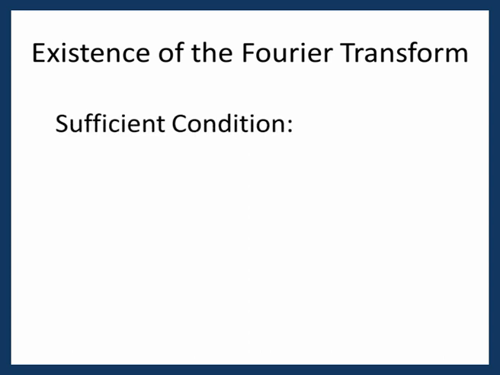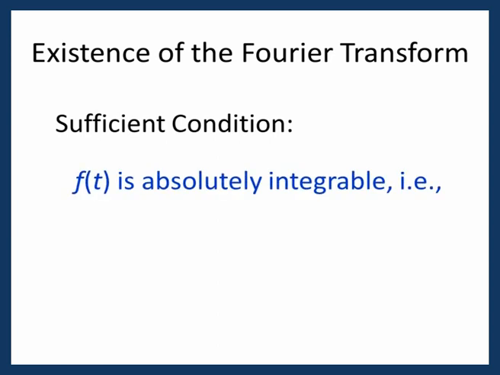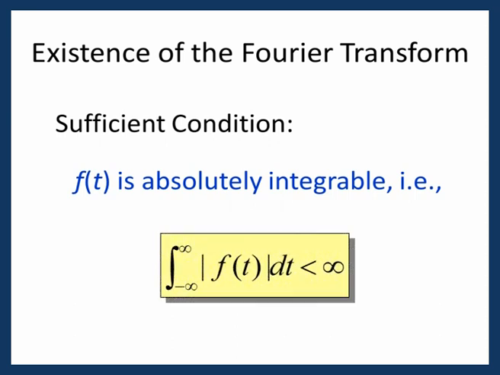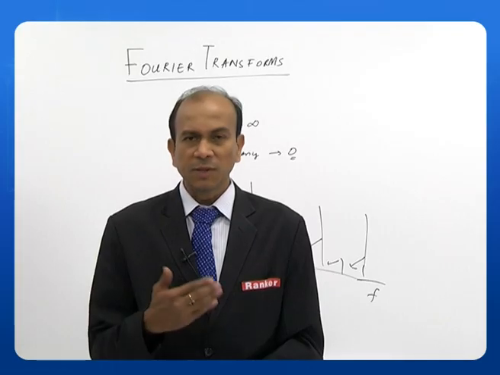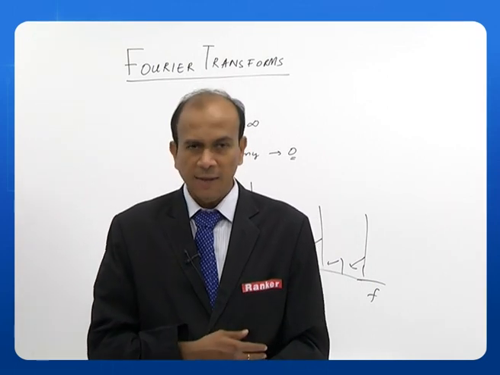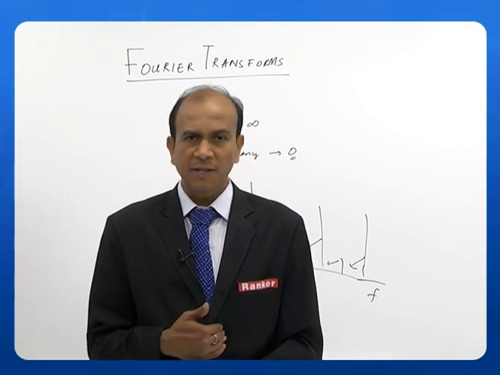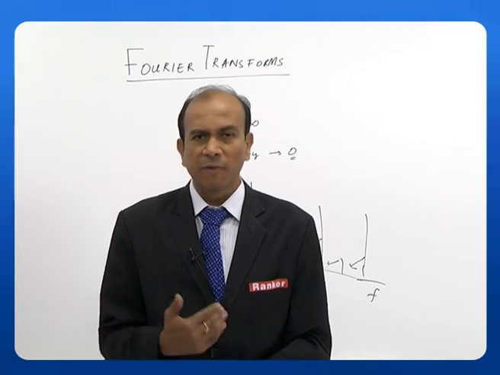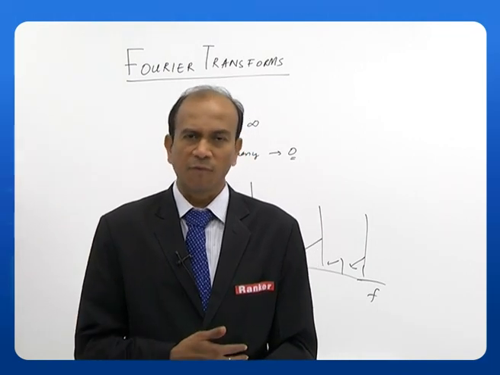We want the signal f of t to be absolutely integrable. That is, if I integrate the given signal, mod of f of t, from minus infinity to plus infinity, the value which I get must be less than infinity. So, this is called an absolute integral. This is the one condition which we all have to see, and this is a sufficient condition. Once this condition is satisfied, the Fourier transform does exist for the given signal f of t.